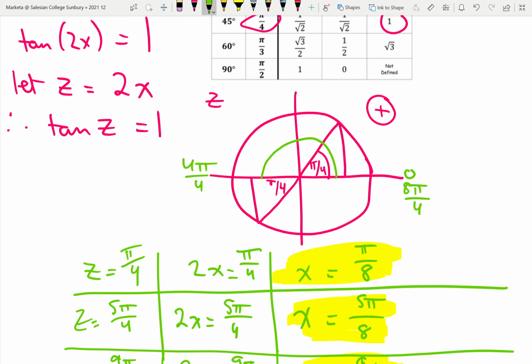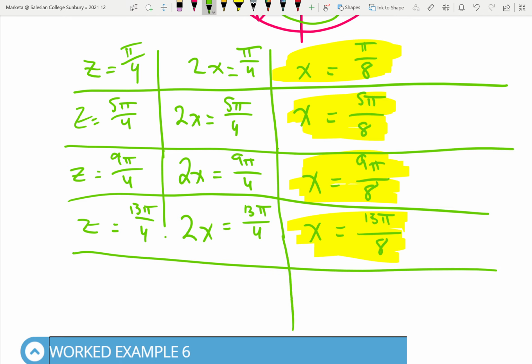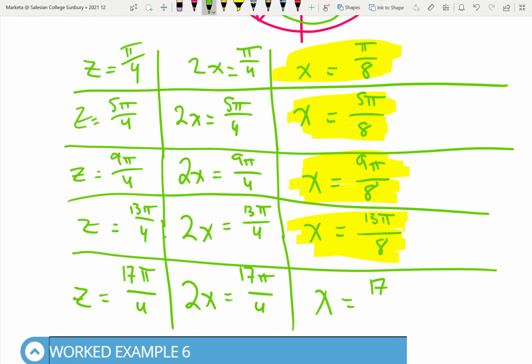So 4 pi on 4, 8 pi on 4, 12 pi on 4, 16 pi on 4, 17 pi on 4. So already you can see that it's not going to work, but I'll show the working just to be clear. 17 pi on 4, so 2x equals 17 pi on 4, and x equals 17 pi on 8, and that's too big because remember 16 pi on 8 is our limit. Too big. And look, you don't need to write too big there. You don't even need to show the working out for that one, but it's good for your own sake to make sure you haven't left any out.